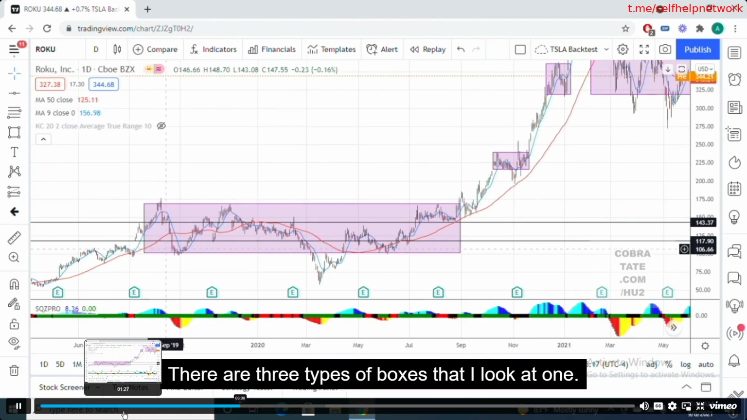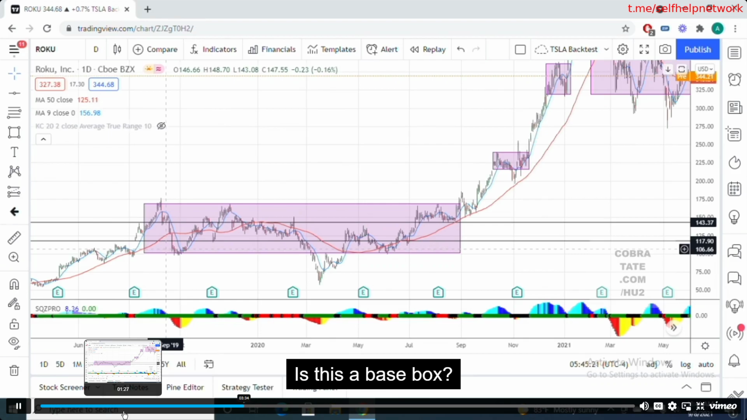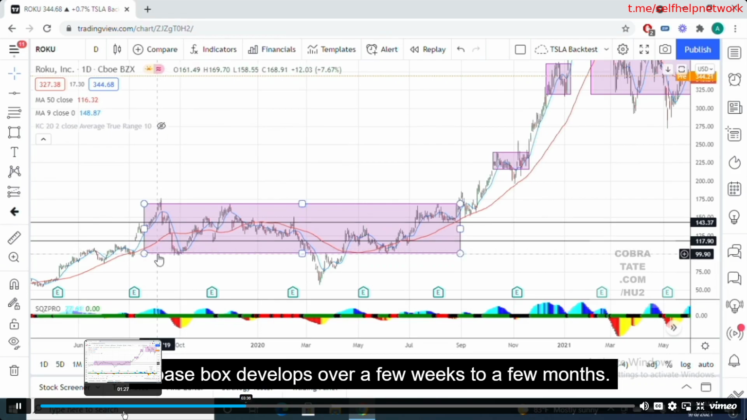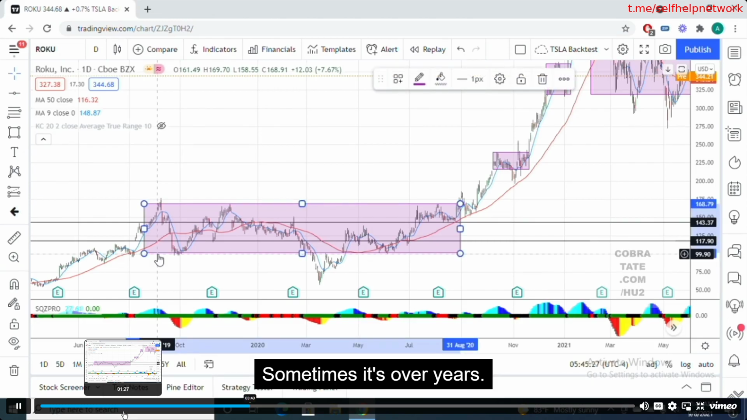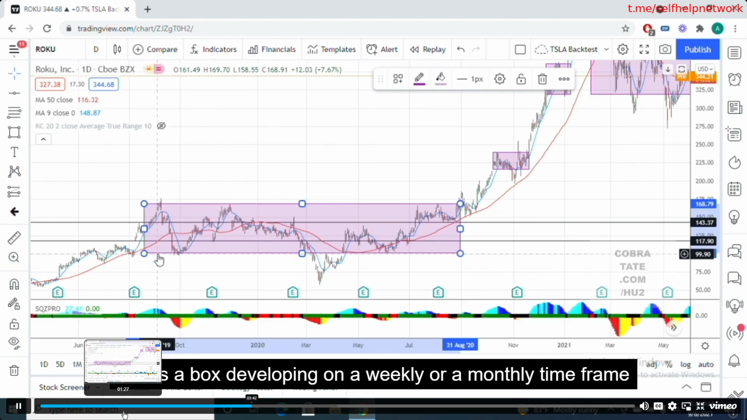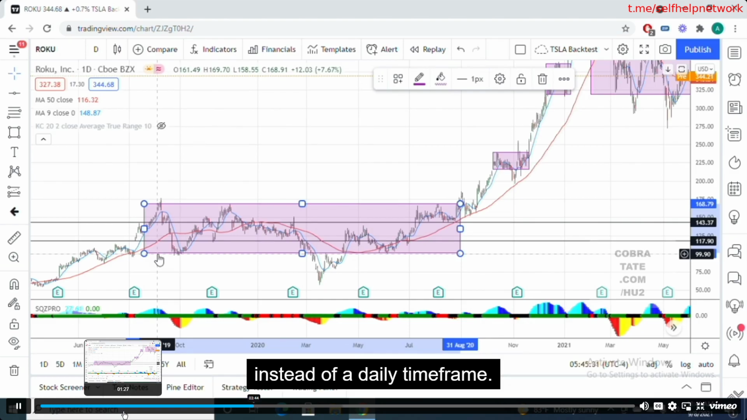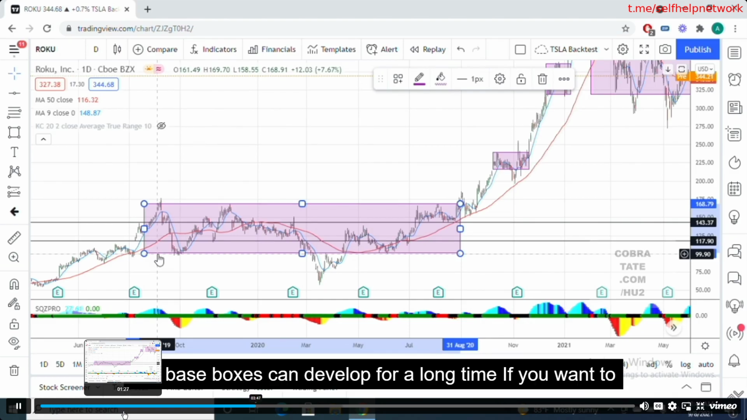There are 3 types of boxes that I look at. One is this, a base box. A base box develops over a few weeks to a few months. Sometimes it's over years. That's a box developing on a weekly or a monthly time frame instead of a daily time frame. But base boxes can develop for a long time.